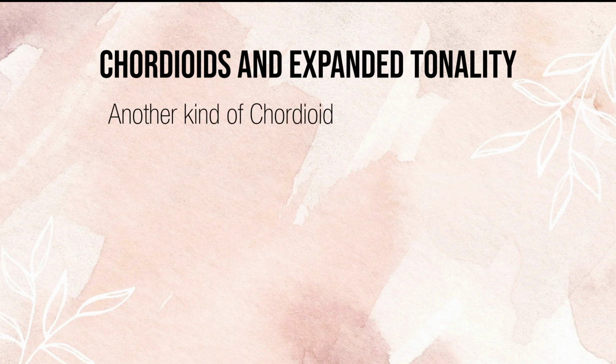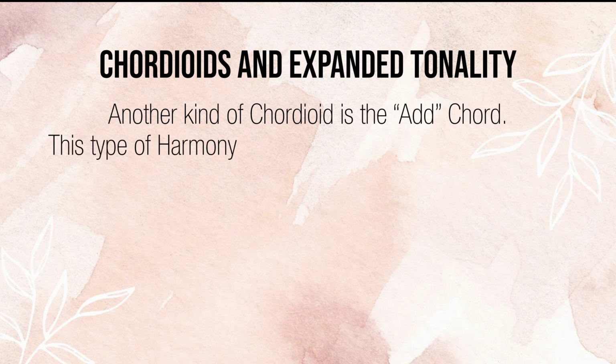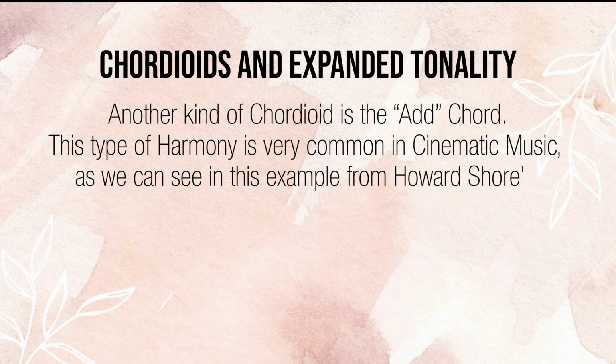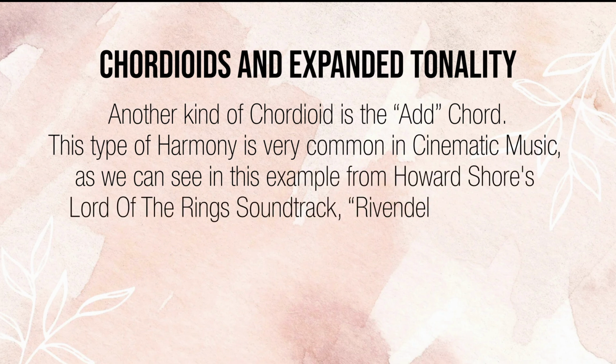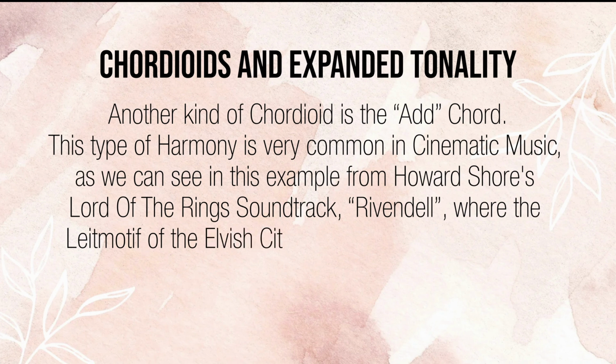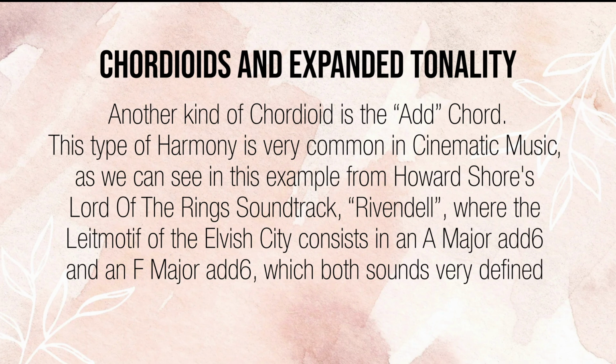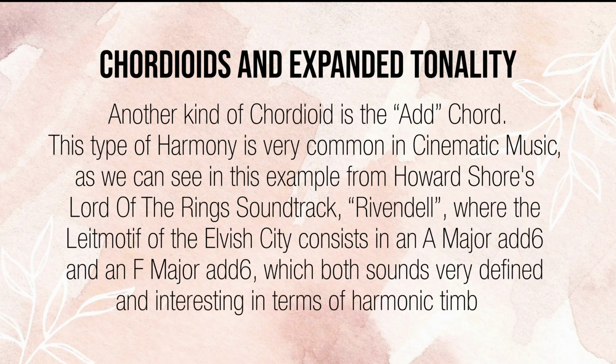Another kind of chordioid is the added chord. This type of harmony is very common in cinematic music, as we can see in this example from Howard Shore's Lord of the Rings soundtrack, Rivendell, where the leitmotif of the Elvish city consists of a major add6 and an F major add6, which both sound very defined and interesting in terms of harmonic timbre.